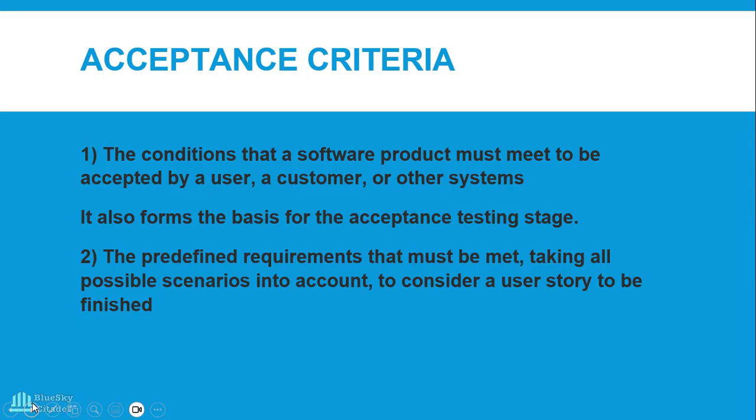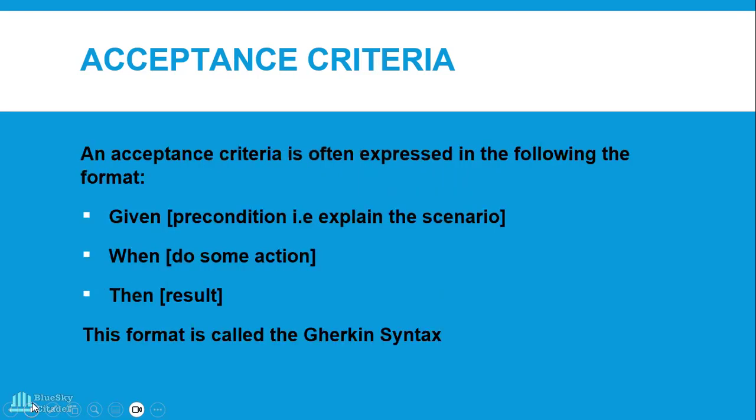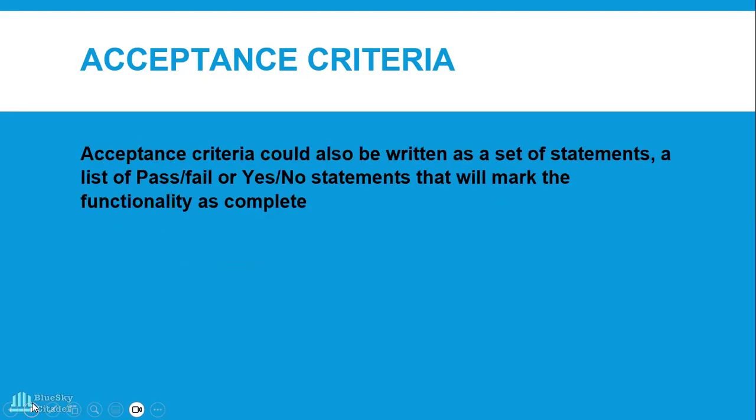So when we are writing up our user stories, we'll back them up with acceptance criteria. These are the steps or the conditions that must be met before we can say, oh, this user story has been completely done. Okay? I've told you what this means, but I'll show you. Before I show you the format, another way of describing the acceptance criteria that might help your understanding is that they could be written as a set of statements, as a list of pass or fail, or yes or no statements, that will mark the functionality as complete.